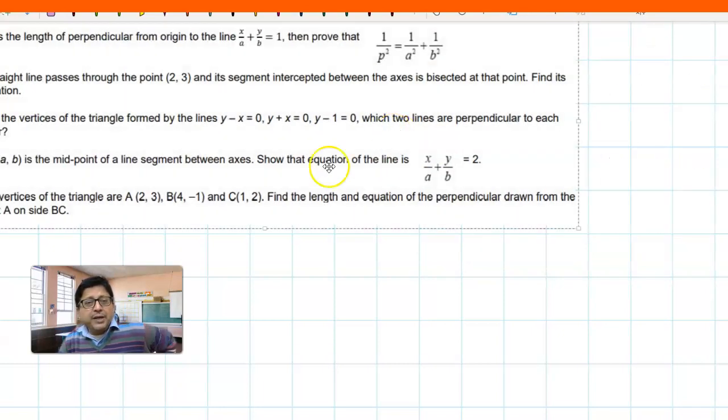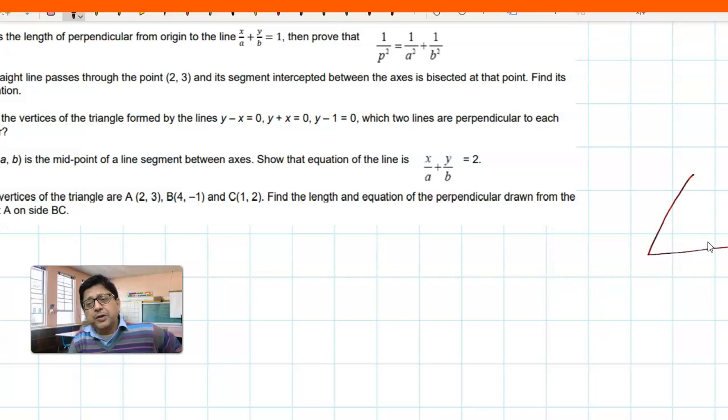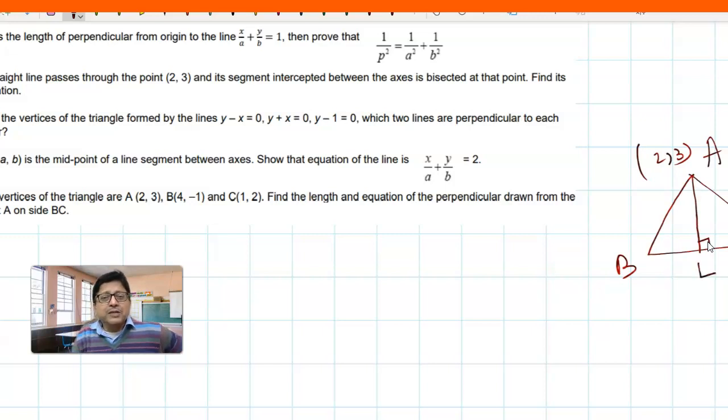How to get number 19? Vertices of the triangle are given, and we need the length of the perpendicular drawn from A to BC. This is not a difficult one because you know how to find the equation of an altitude, which I have explained in one sum. ABC is the triangle. A is (2, 3). Draw a perpendicular here. AL is the perpendicular.